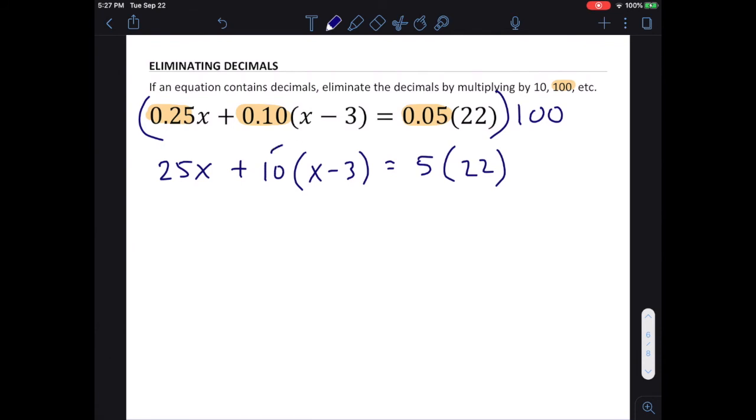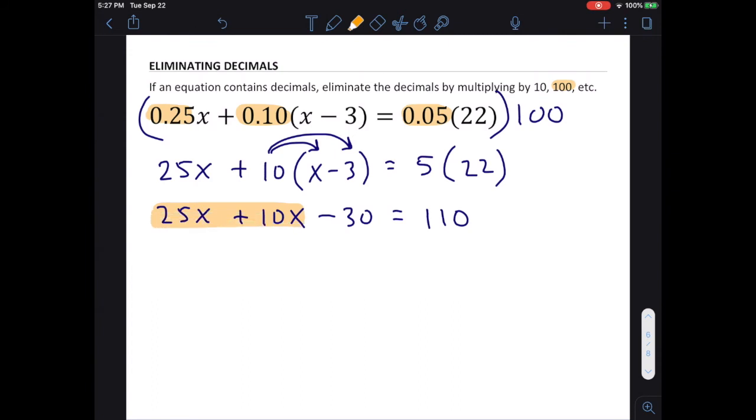All right, so the first thing we're going to do is distribute here. So we have 25x plus 10x minus 30 equals 5 times 22 is 110. Okay, so then back to our little strategy. We're going to combine like terms next after we distribute. Now, you don't always have to combine like terms after you distribute, but sometimes, in this case, we do. So we have 25x and 10x, so that's 35x minus 30 equals 110. And then I'll add 30 to both sides.